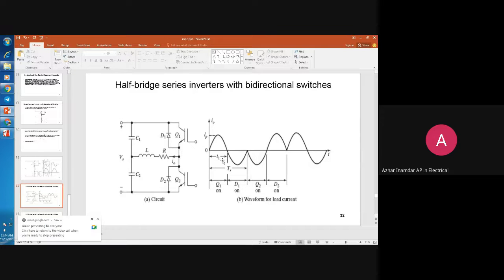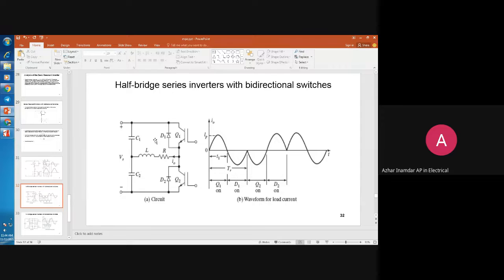In the period from 0 to t1, Q1 is on, and in the negative half cycle we get D1. D1 is on and we get the supply. Again, in the second half cycle, as Q2 is on, we get a reverse, and when D2 with respect to Q2 is on, we get a positive. This repeats: Q1, D1, Q2, D2 and so on. This is the working and basic principle of the half bridge series inverter with bidirectional switches.